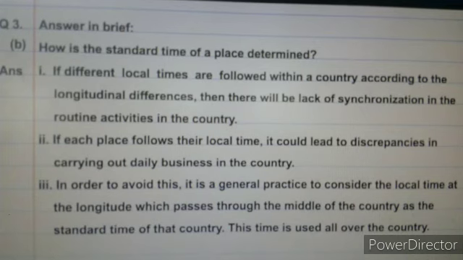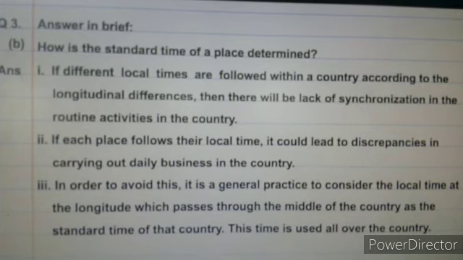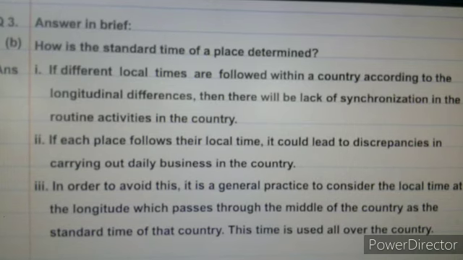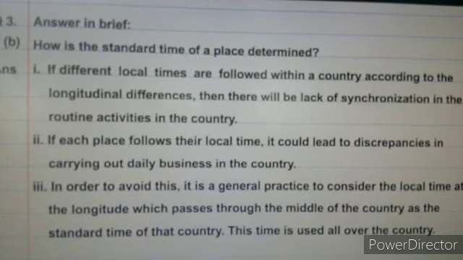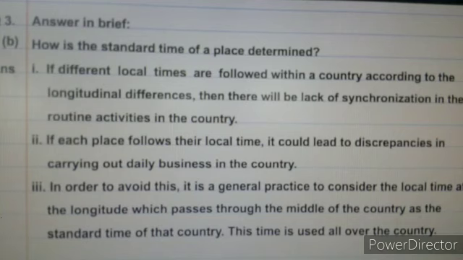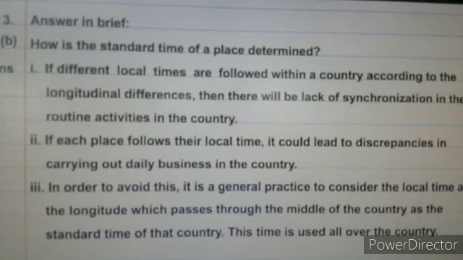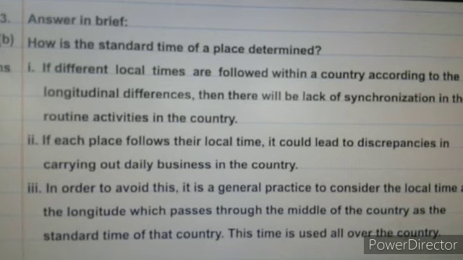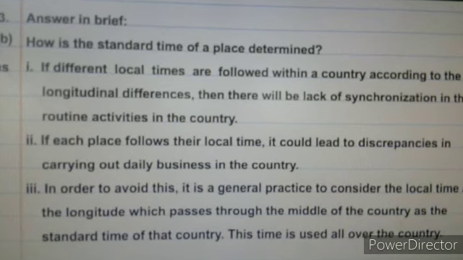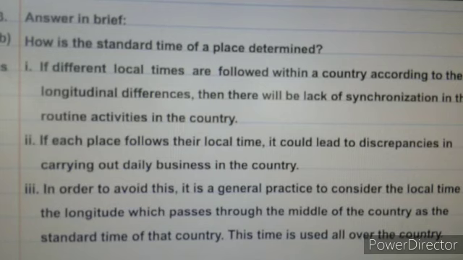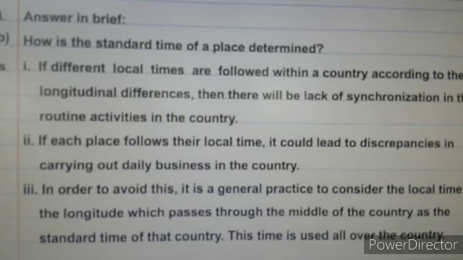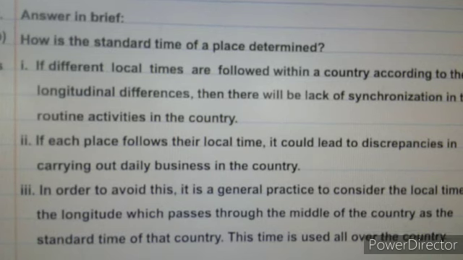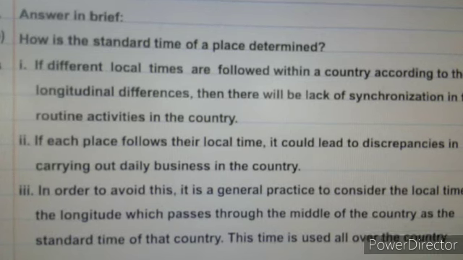How is the standard time of a place determined? First point, if different local times are followed within a country according to the longitudinal differences, then there will be lack of synchronization in the routine activities in the country. Second point, if each place follows their local time, it could lead to discrepancies in carrying out daily business in the country.